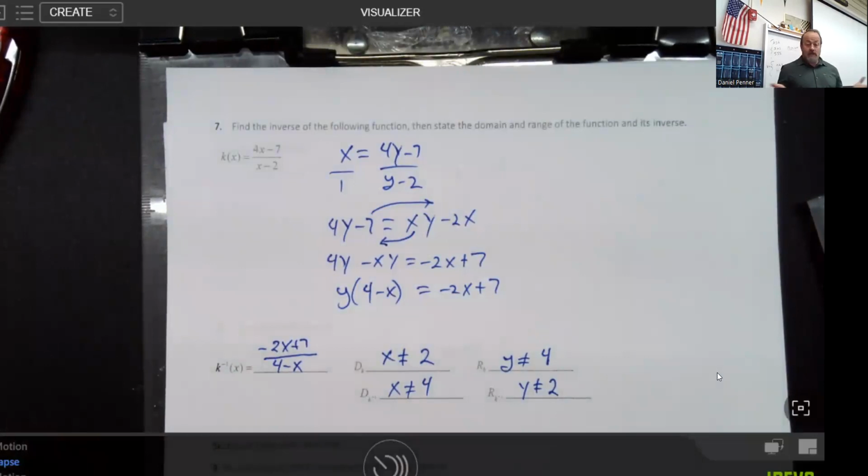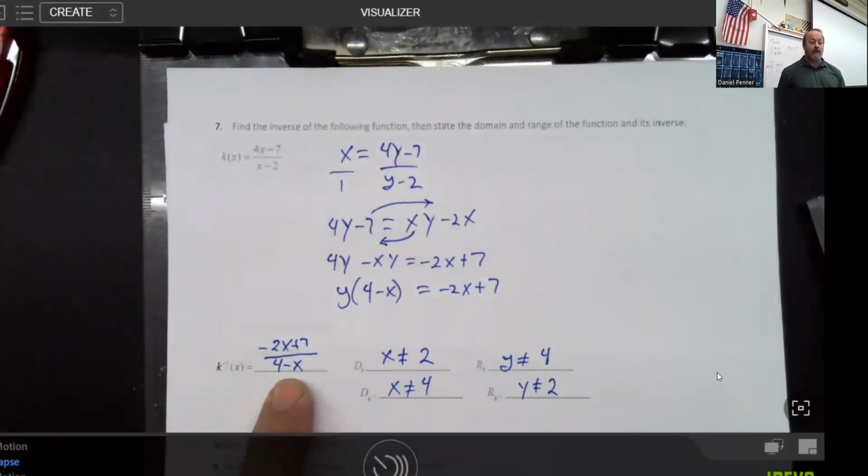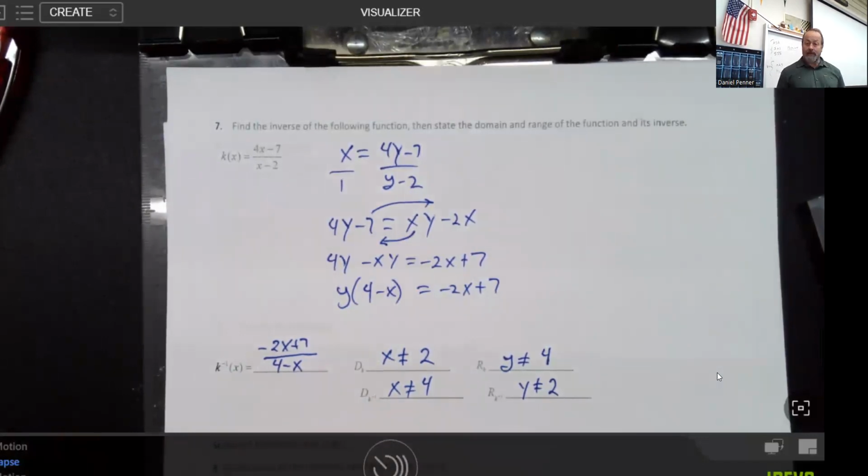Now, that is actually working pretty well, because you would notice right here, if I tried to let x be 4, then I would have a division by 0. And that's something that we cannot allow to happen, right?